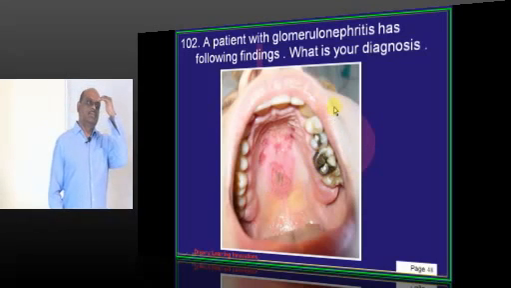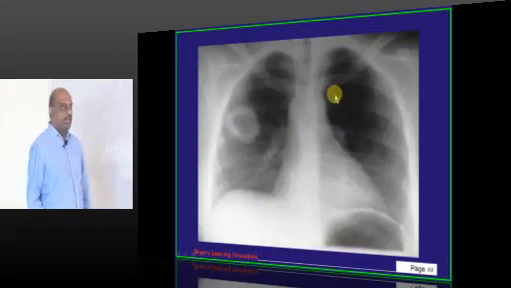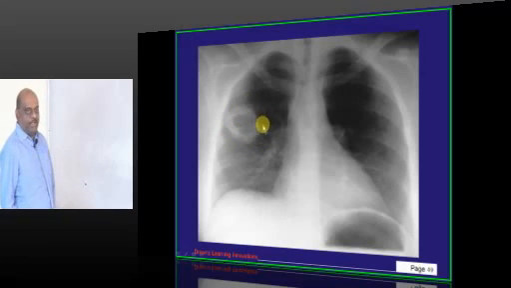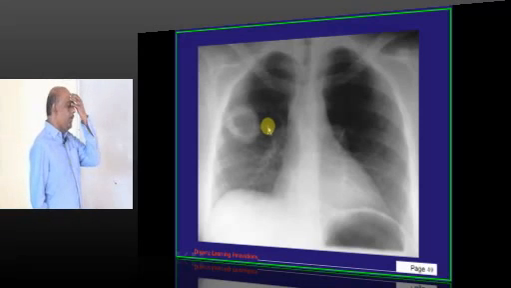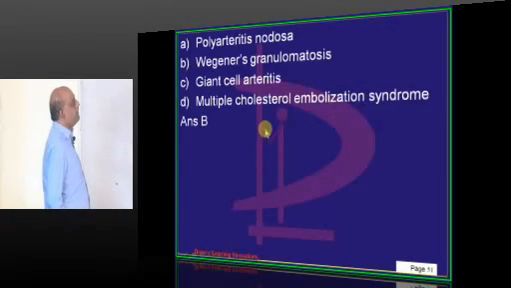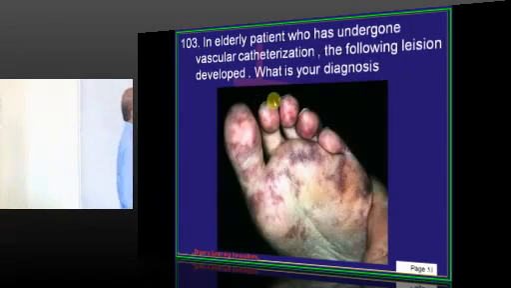A patient has glomerulonephritis along with ulceration involving the palate. Palate is a part of the upper respiratory tract. Along with that there is a cavitating lesion, which is the lower respiratory tract. Along with that he has glomerulonephritis. Upper respiratory tract, lower respiratory tract, glomerulonephritis, this combination is a typical feature which you see in Wegener's granulomatosis.